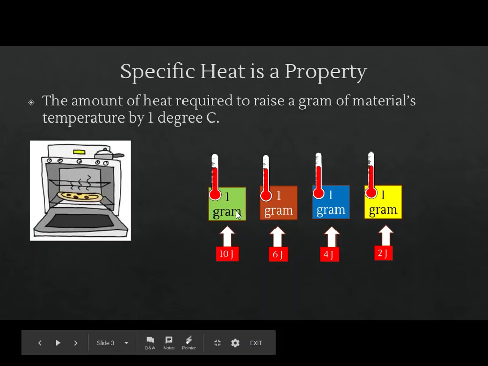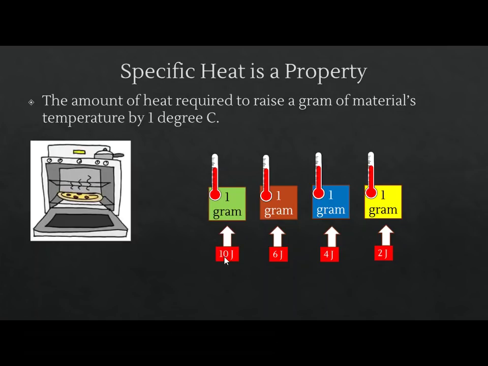So pretend like green takes a whole bunch of heat. It takes 10 joules of heat to make that material go up a degree. The orange one maybe takes 6, all the way down to this yellow one. Maybe the yellow one doesn't take very much heat at all to make the temperature go up. They're all going to get to the same temperature, but they're going to carry different amounts of heat in them.